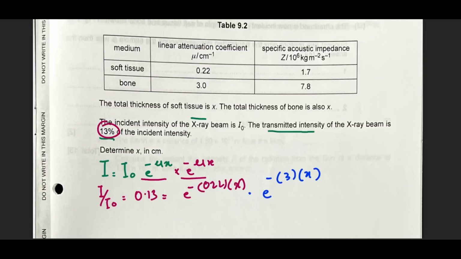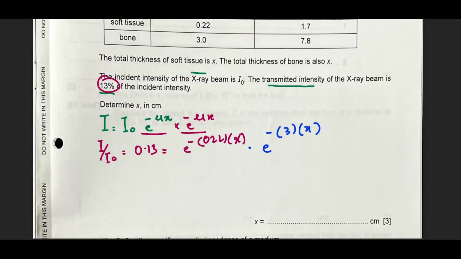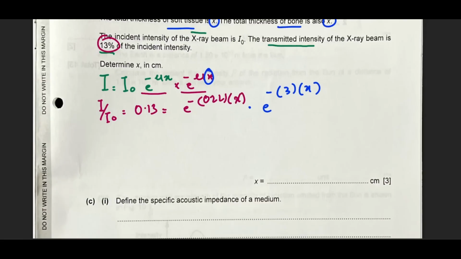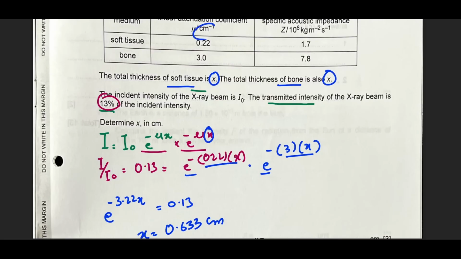And x is taken because for soft tissue it's x and for bone it's also x, right? So when you solve this algebraically, this becomes e raised to the power minus 3.22x. Bases are the same, so the powers are added together, equals 0.13. Then it's a matter of taking log or natural log on both sides, replacing everything, and then x comes out as 0.633 centimeters, because the whole question was moving in terms of centimeters, if you can notice.